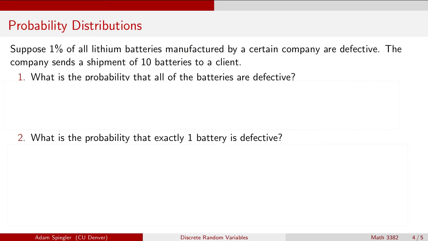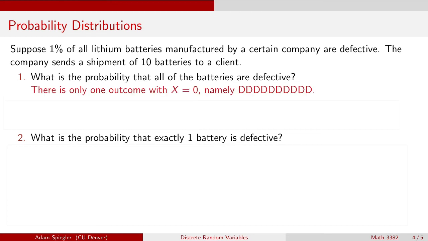Let's practice just a couple more similar calculations with the battery example. Now let's consider we're sending 10 batteries. What is the probability that all 10 of them are defective? The first one is defective, the second one, and so on. Well, that would be really unlikely to occur. And we can see that, in fact, we only have, again, one outcome where X is 0, where we have 0 G's.